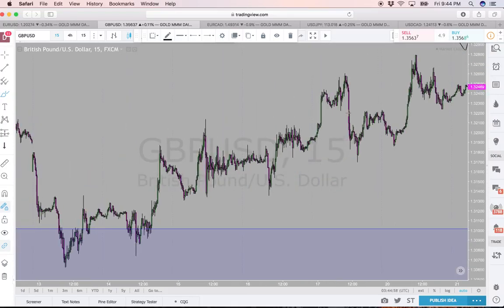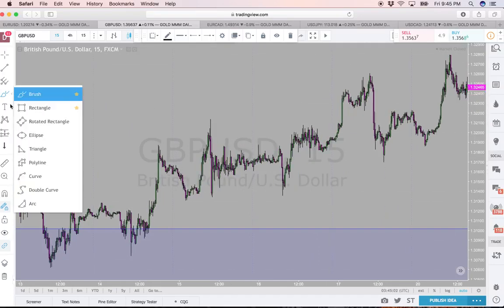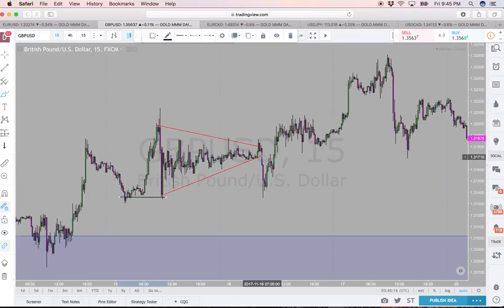They actually happen a lot. Sometimes they're not perfect, but we can see right here. Here's a good one. Wedge formation. The low of this day, the low of the previous day, and then the breakout of the wedge formation created the low of the day, which was also at the low of the previous day. So that is a valid W formation.